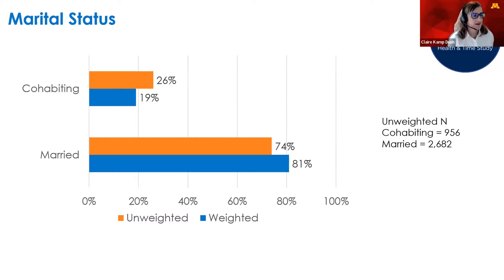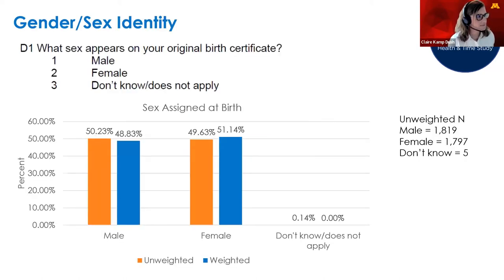When you look at the unweighted data, the cohabiting is a little bit higher, 26%, and married is 74%. You can see the unweighted ends there. There is some correction for that when we weight the data, and part of that is due to our oversampling of people that aren't heterosexual, and so where marriage hasn't been as accessible for as long. So that's how that looks.